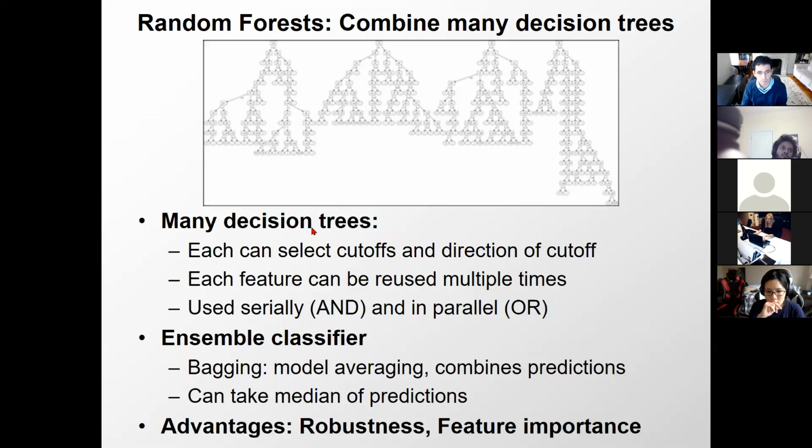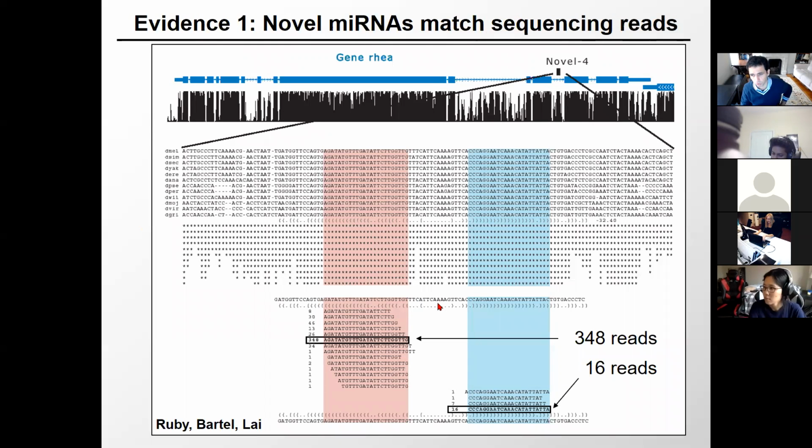We basically build many decision trees, any of which can select cutoffs and the direction of cutoff. Every feature can be reused multiple times, and you can use it serially by AND or in parallel by OR. And then you can build that into an ensemble classifier through bagging, or model averaging, that combines the predictions. Then you can take the median of the predictions, and that gives you robustness and also an ability to evaluate feature importance.